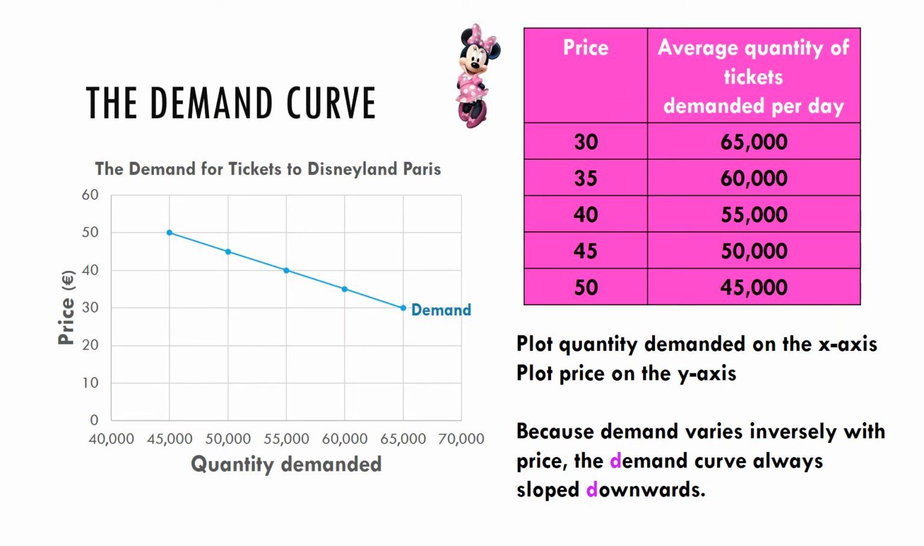So here is our same data. We can see the price and we can see the tickets demanded per day. Now, if we were to plot that, as we've done here, with price on the y-axis and quantity demanded on the x-axis, we get a curve. And we call this curve the demand curve. It illustrates the relationship between price and how many people want to buy our good or service at that price. A good way to remember this is that we've got an inverse relationship here, so it's going down. And because the demand varies inversely with price, the demand curve always slopes downwards. Down, down, down, down.